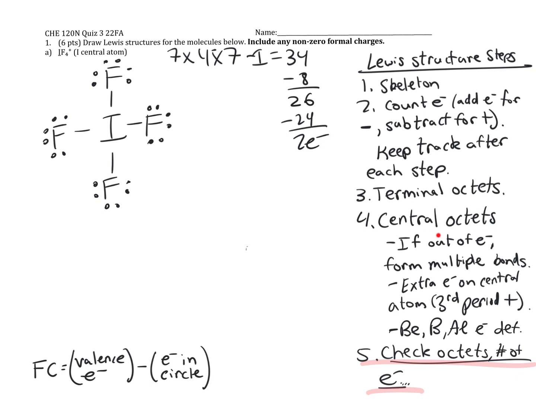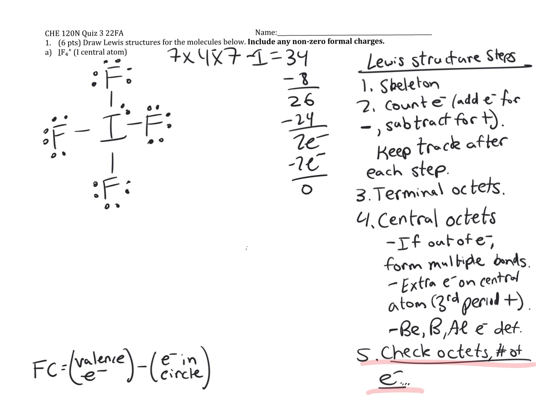If we look at the central atom, it has an octet, 2, 4, 6, 8 electrons around it, but there are still 2 electrons left over, so at this point we have to put those extra electrons on the central atom. Again, we're in the 3rd period. Iodine is way down the periodic table, so it's okay. And that's where those last remaining 2 electrons go. Now we've used all of our electrons. There are no electrons left over.